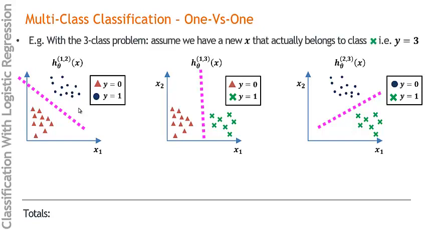Now suppose we get a new instance. Here's our new instance. We apply the 3 classifiers to our new instance. So in this case, we would get 0.48.